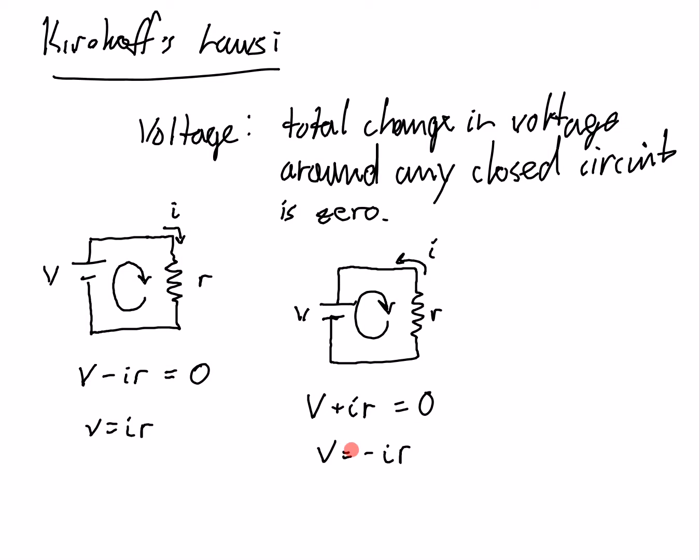This would imply that V equals minus IR, so if we were to calculate I, we would find that I is a negative number, and that's simply telling us that I is going in the opposite direction from where we chose our sign convention.